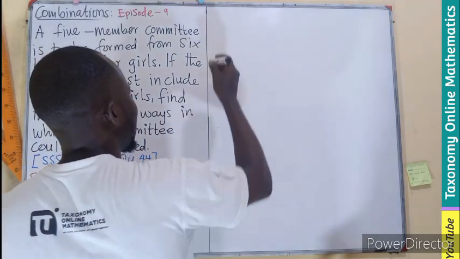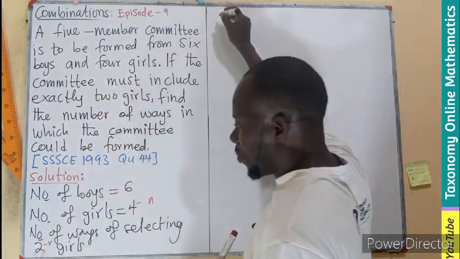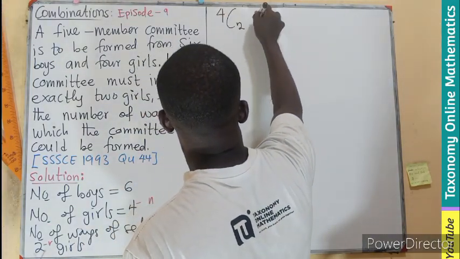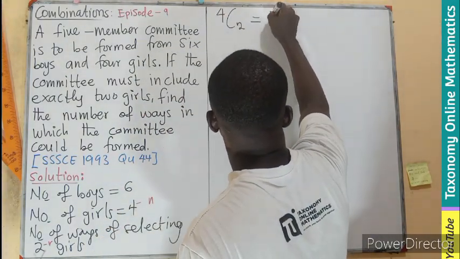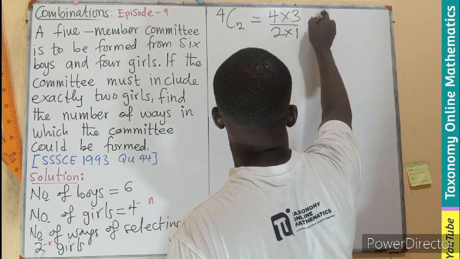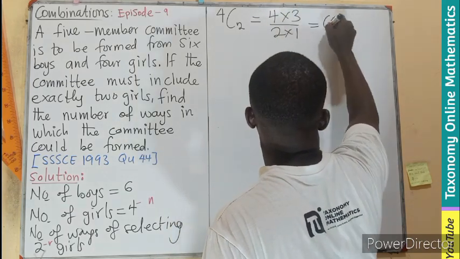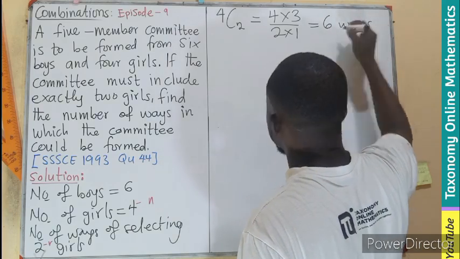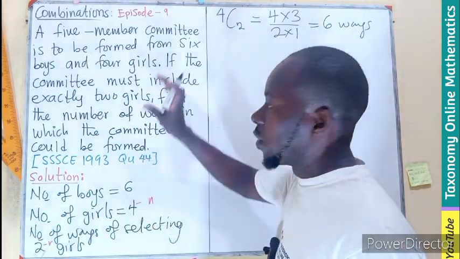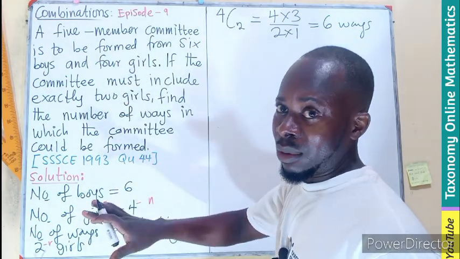That will give us n combination r, which is going to be 4 combination 2, which will give rise to 4 times 3 over 2 times 1. That will give us 6. So there are 6 ways of selecting 2 girls from the 4 girls available.